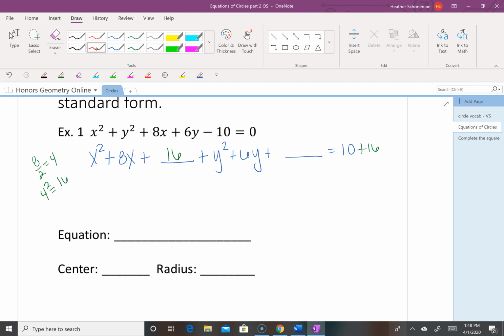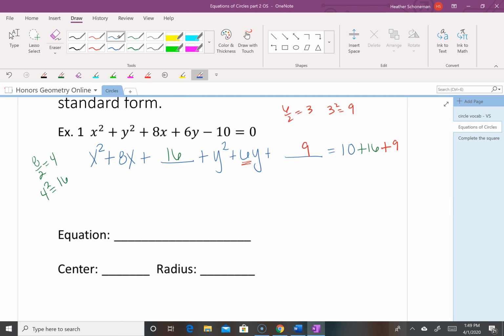All right, let's try this with the y's. For the y's, I'm going to look at this middle term of 6. Half of 6 is 3. 3 squared is 9, so 9 is what goes in the blank. To keep the equation balanced, though, I have to add the same thing to both sides. If I don't do that, it's not equal, and therefore my equation is no good anymore.